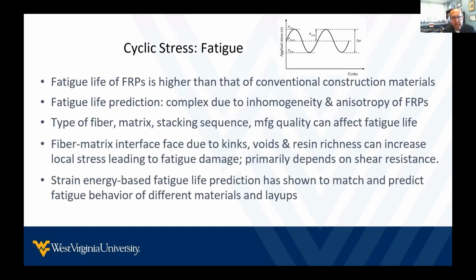Another form of deterioration is fatigue. This is failure under cyclic loads. One finds that fatigue life of FRPs is higher than that of conventional construction materials. However, fatigue life prediction is more complex in FRPs than in, say, metals, due to anisotropy of the structure and inhomogeneity of the structure. And the behavior is influenced by the kind of fibers, the orientation or architecture of the fibers, how well the composite is made, and the nature of the matrix.